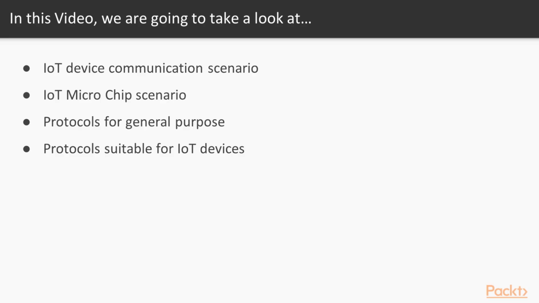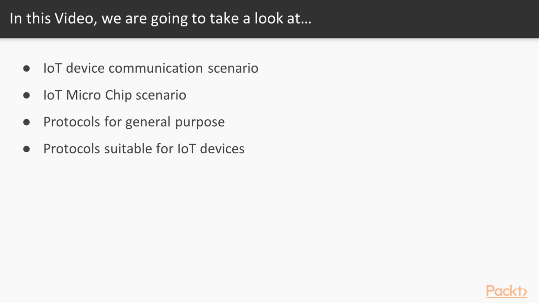In this video, we're going to see an IoT device communication scenario. We're also going to see how an IoT microchip should look and what its characteristics are. We're going to see what protocols are used today for general purpose communication. We will also emphasize the protocols suitable for IoT devices.